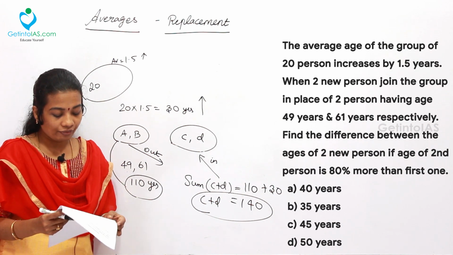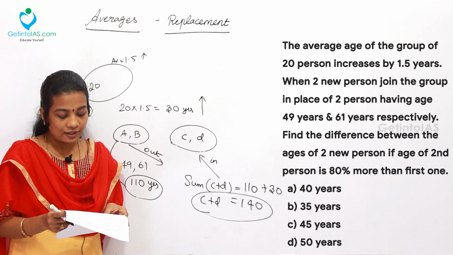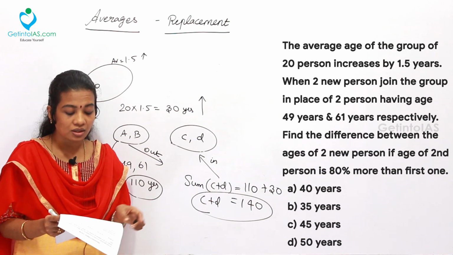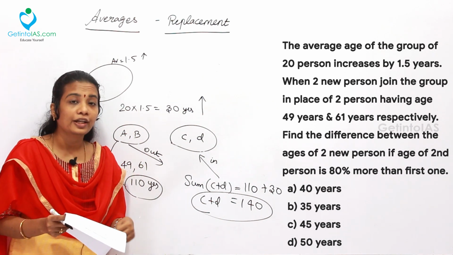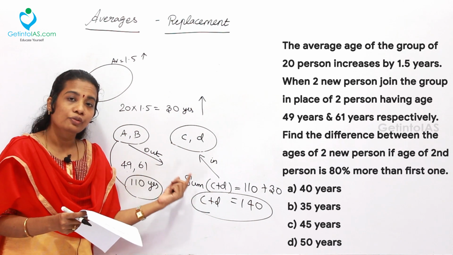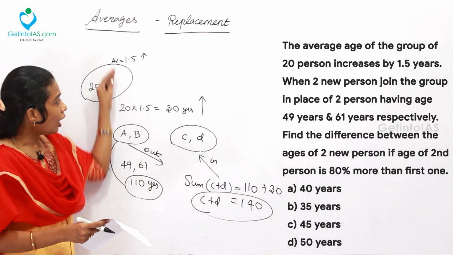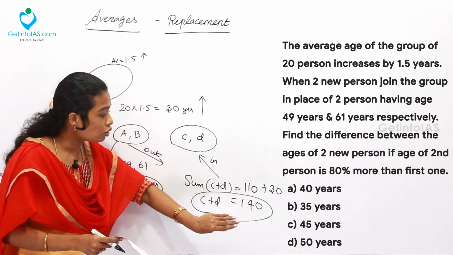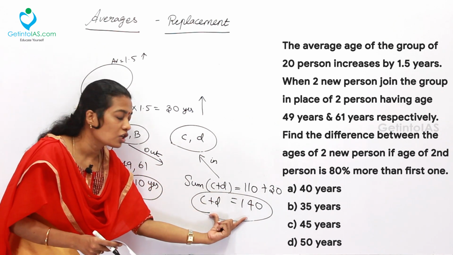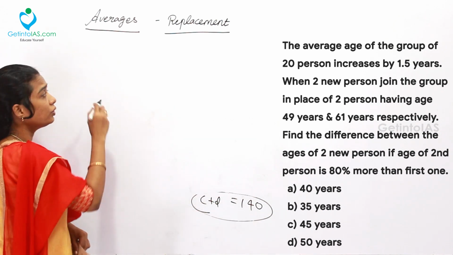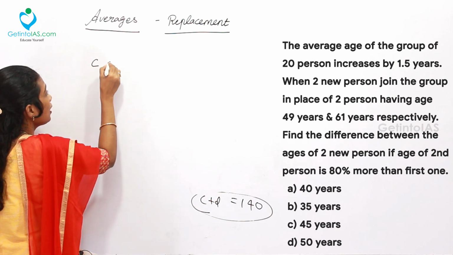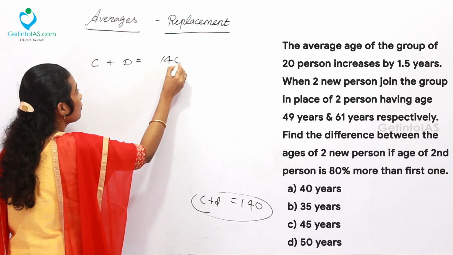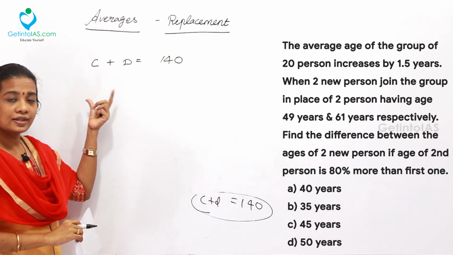For that, to clarify, the final statement states, find the difference between the ages of two new persons if the age of the second person is 80% more than the first person. So, as of now, we have arrived at C plus D is 140. Now, stop up to this. Now, we can start from this point. Now, the age of C plus D, which is 140. We don't know the exact age.